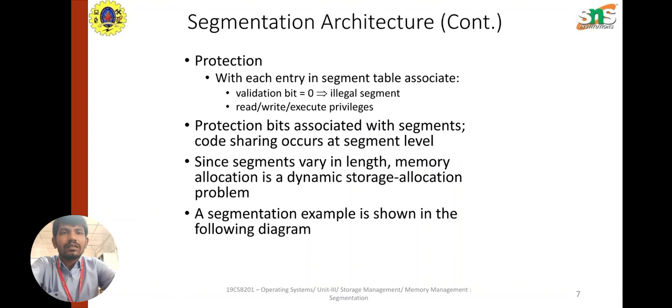There is also some kind of protection. With each entry in the segment table, a validation bit is associated. If the validation bit equals 0, it is an illegal segment. Read, write, and execute privileges are also associated with the segments, as protection bits. Code sharing occurs at the segment level. Segments vary in length, and memory allocation is a dynamic storage allocation problem.